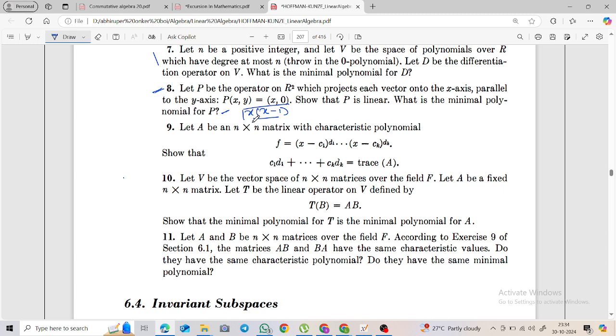Let A be an n cross n matrix with characteristic polynomial this, show that the trace is this. Oh my lord, this is again a very tedious calculation. But this is obvious now, because the sum of the roots is the trace. Do you know that the sum of the eigenvalues is basically the trace of A?